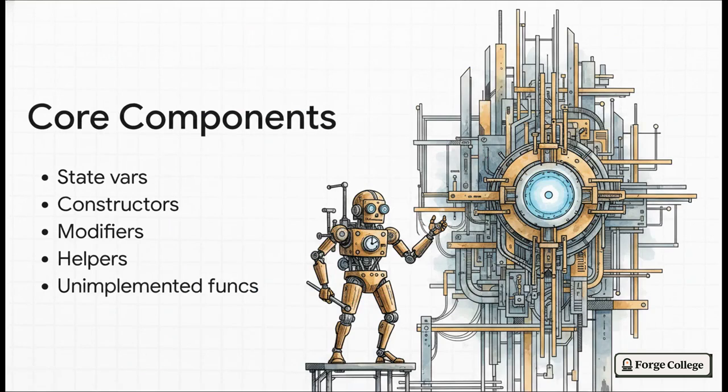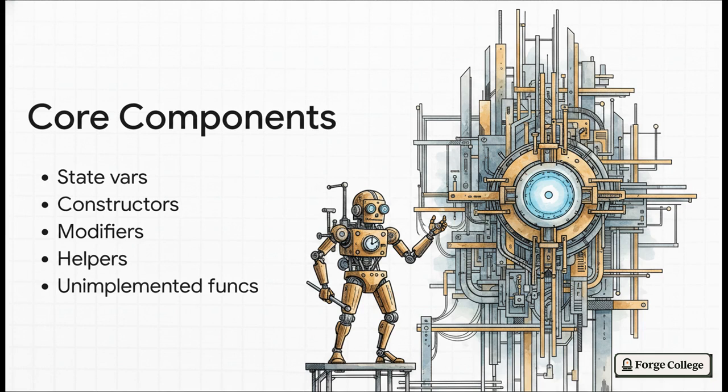But hey, don't let that unfinished label fool you. Just look at the incredibly rich set of features you can pack into an abstract contract. You can declare state variables to hold your data. You can set up constructors to initialize that data. You can write custom modifiers to secure your functions. You can write fully implemented helper functions that do actual real work. And of course, you include those unimplemented functions that make the contract abstract in the first place.